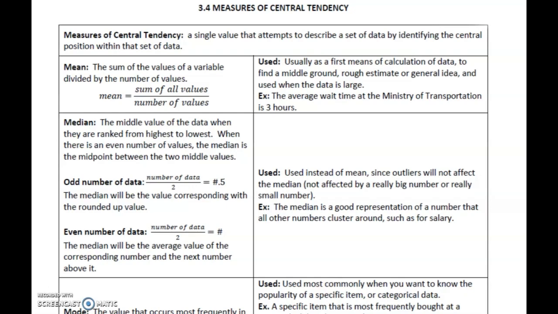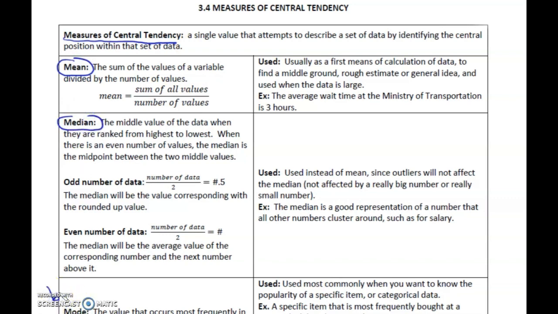Okay, 3.4, measures of central tendency. So we're going to start with a bunch of definitions. When we talk about measures of central tendency, this is a single value that attempts to describe a set of data by identifying the central position within that set of data. Okay, in other words, there's going to be three focuses here. There's going to be mean, there's going to be median, and then we're going to cover mode.